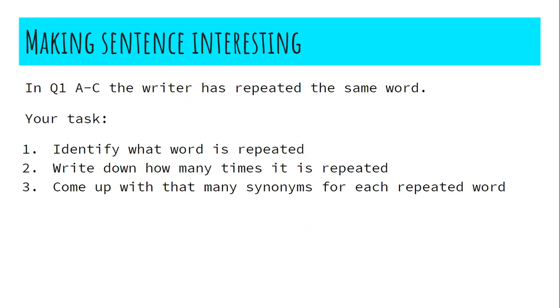So in question 1, you've got A to C, you've got 3 parts to question 1, the writer has repeated the same word. Your task is to, number 1, identify what word is repeated. Number 2, write down how many times it is repeated. And number 3, come up with that many synonyms for each repeated word. So this is before you actually do what it's telling you to do in the workbook. This task is to help get you to the point where we can do what the workbook's asking for.